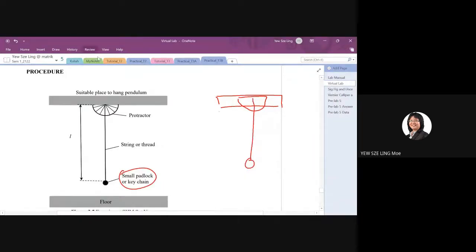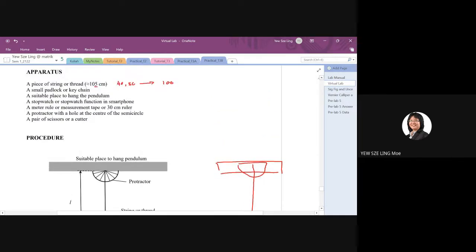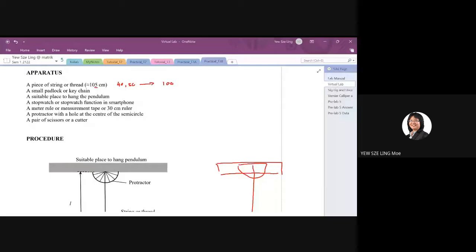The area behind this pendulum box is empty, meaning that this pendulum box won't touch anything. If it is touching the wall, the whole experiment will become invalid, because it's no longer a simple harmonic motion. You're giving it an external force, which is friction, and friction will cause energy loss.